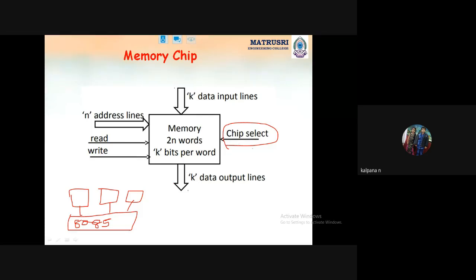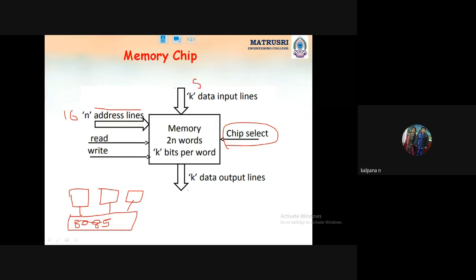So this is the first chip, and we are interfacing memory to the processor here. This is the example of the memory chip. What pins directly should we connect? All the address lines. So n address lines, where n indicates what? We are connecting the 8085, so n is equal to 16. So 16 address lines we are connecting directly to the memory chip.